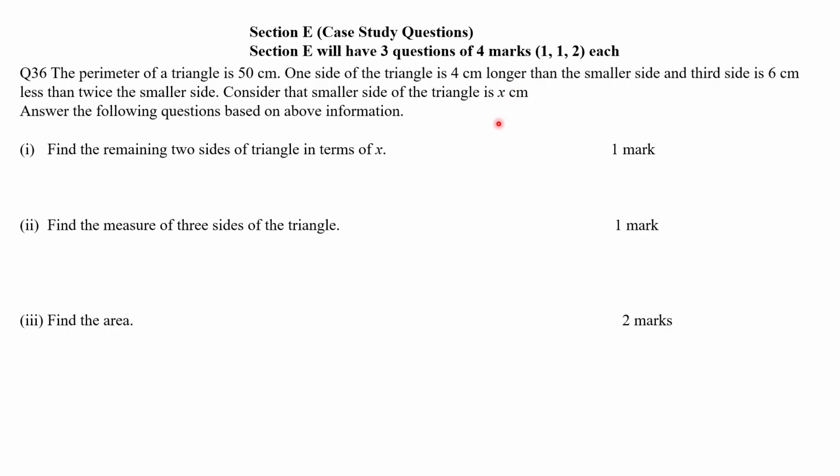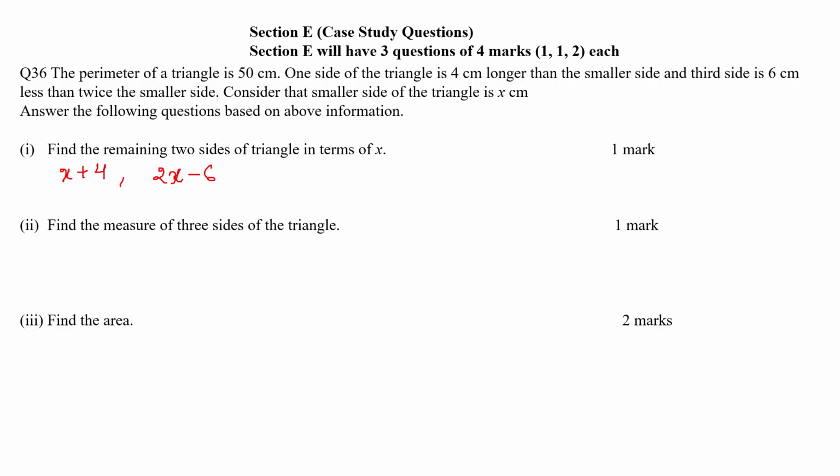Already it is given the smaller side is x. So one side will be 4 centimeter longer than the smaller side, which means it will be x plus 4. The third side is 6 centimeter less than twice the smaller. Twice the smaller means 2x, and 6 less means 2x minus 6. So these are the remaining two sides.